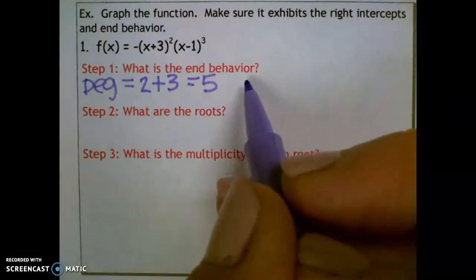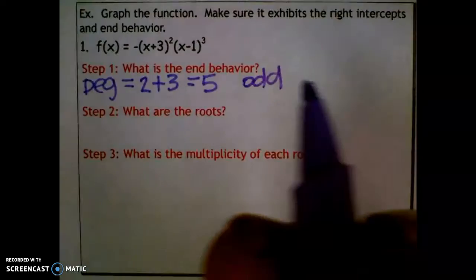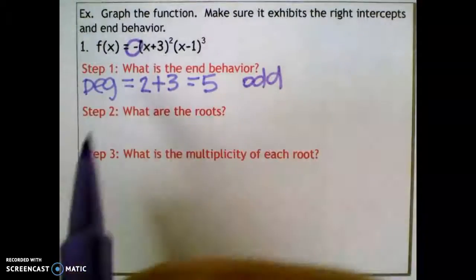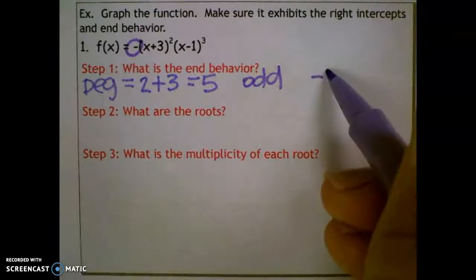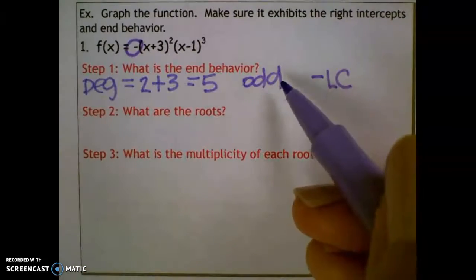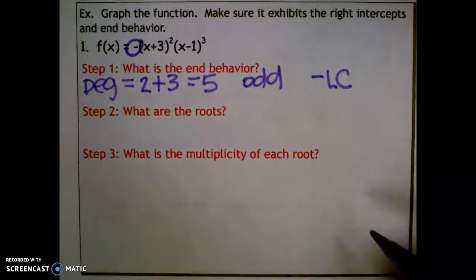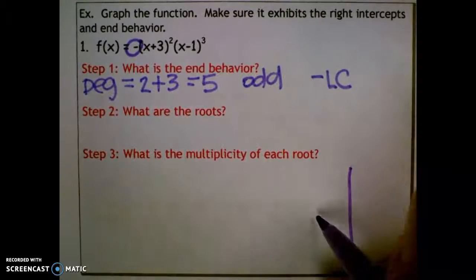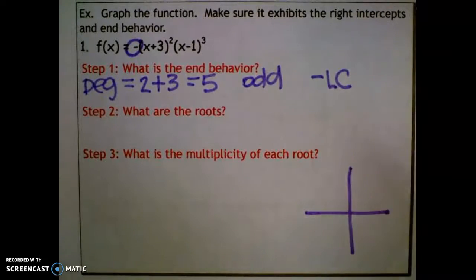So we have an odd degree and a leading coefficient that is negative. So it's odd and negative. So what that means, I'm going to start it here. That means it's going to follow negative x cubed. So it's going to start in quadrant 2 and end in quadrant 4. And I'm going to go ahead and mark them so I can follow along.